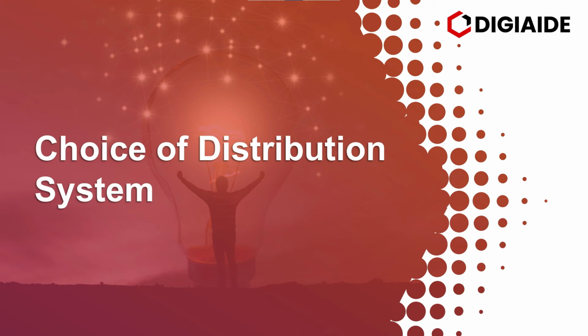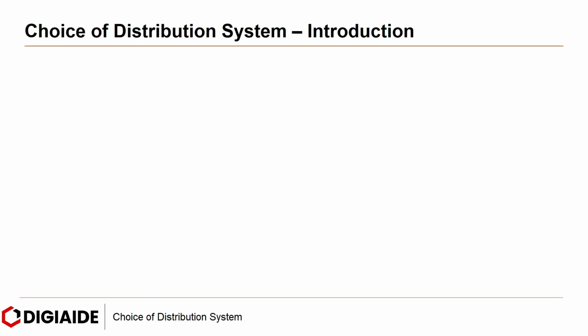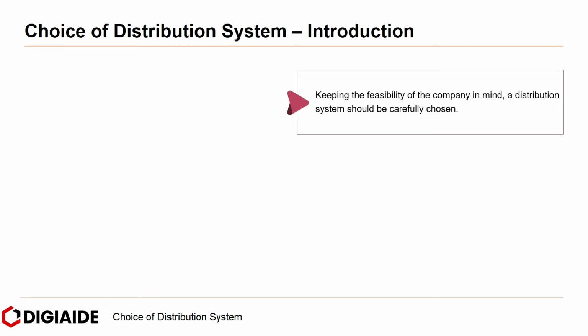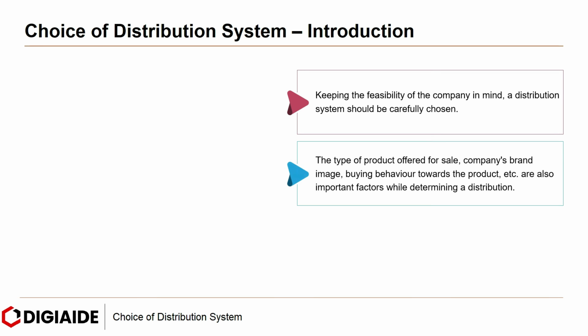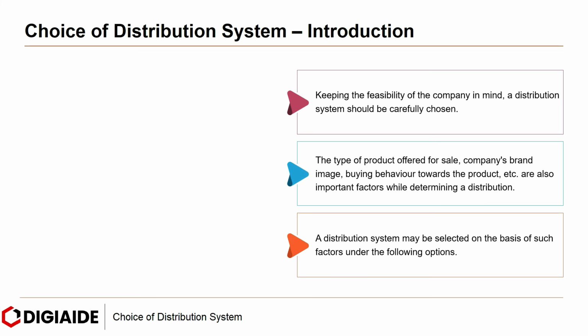In this video, we are going to cover the topic on choice of distribution system. Let's start with the introduction. Keeping the feasibility of the company in mind, a distribution system should be carefully chosen. The type of product offered for sale, company's brand image, buying behavior towards the product, etc. are also important factors while determining a distribution. A distribution system may be selected on the basis of such factors under the following options.